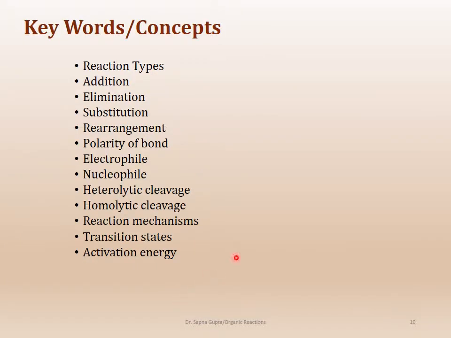Your keywords for this chapter: different reaction types that we have, and then polarity of the bond, which we also did in chapter 1, so that's not something new. You should be able to identify which atom is positive, which one is negative, electrophile, nucleophile, what those two things are, and whether a bond cleavage is going to be heterolytic or homolytic. A little bit about mechanisms and transition states: we really have not done too much over here, so I'm not going to ask you yet about transition states and activation energy. That will come in the next chapter.